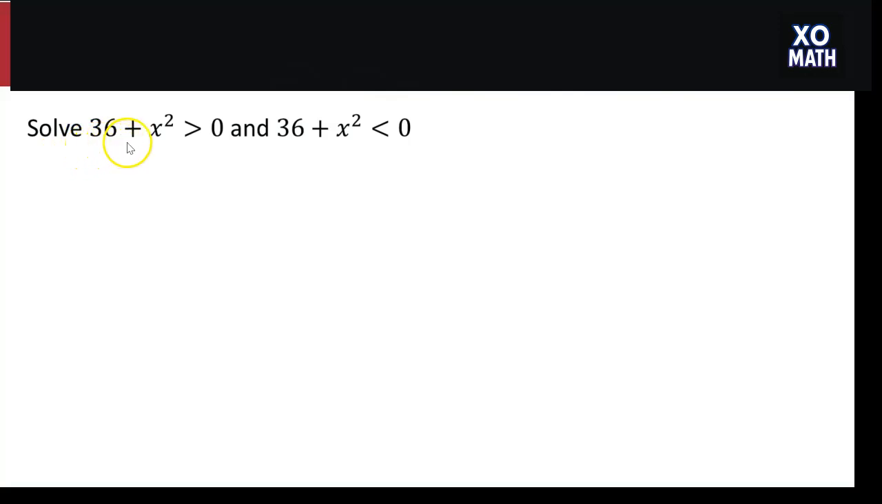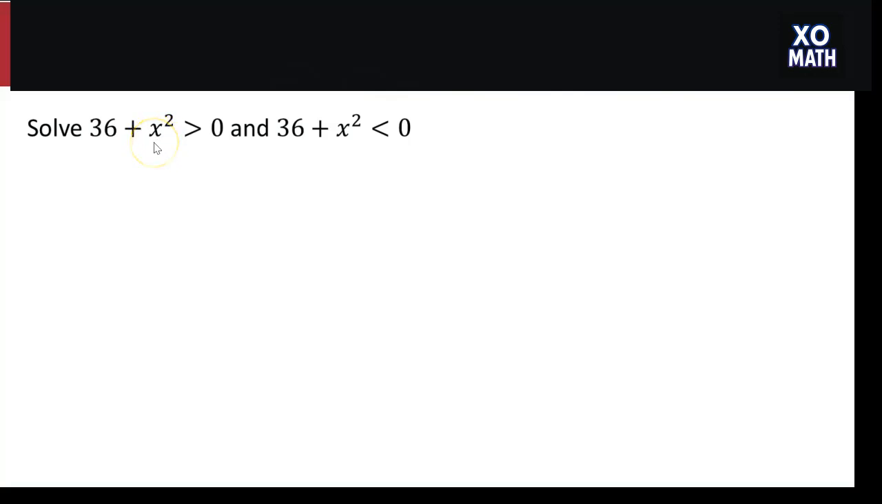Now let's solve 36 plus x squared is greater than 0 and 36 plus x squared is less than 0. Even though these are quadratic inequalities, we don't have to do a graph or a sign analysis. We can actually use a little bit of number sense. To solve an inequality, we're looking for all x values that when we substitute them in, it makes the inequality true. We'll take any x value in your mind right now.